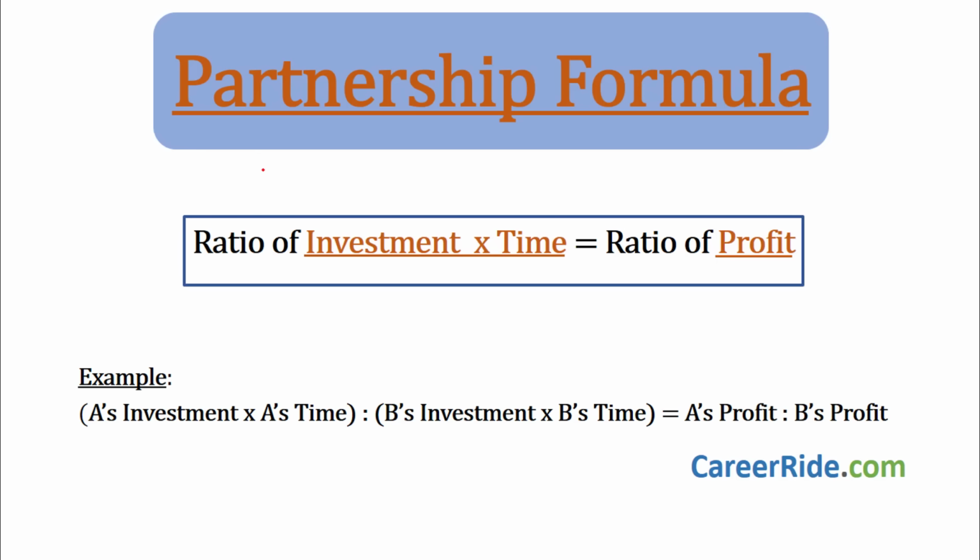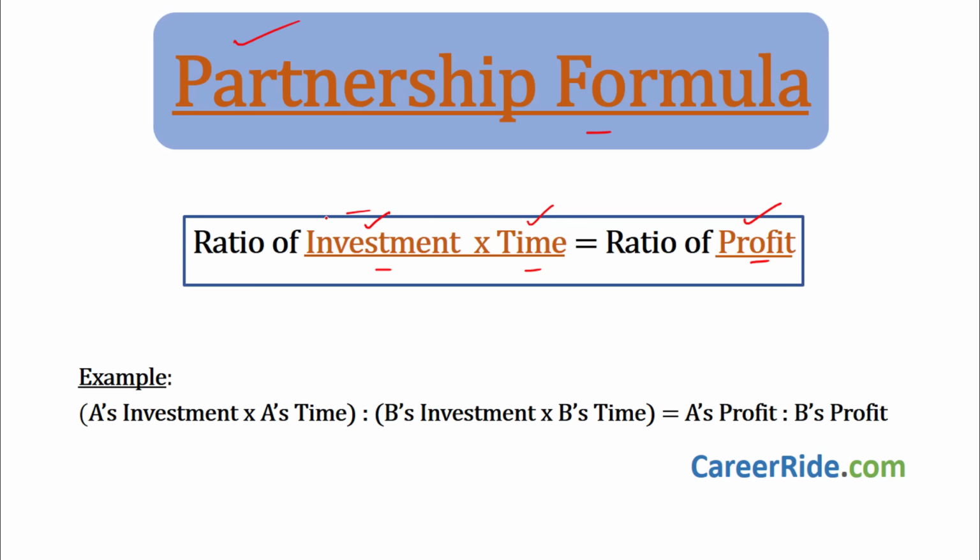Let's first take a look at the partnership formula. There's a very simple formula where you just need to remember 3 words that would help us solve all the questions related to partnership. The formula is: ratio of investment into time is equal to ratio of profit. You just have to remember 3 words: investment, time and profit.